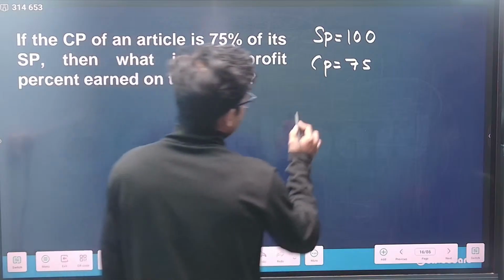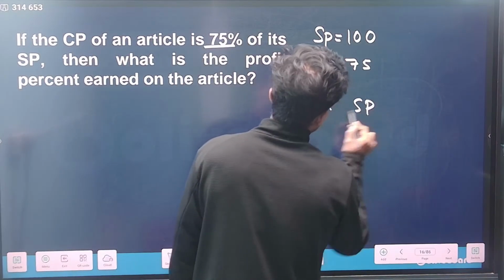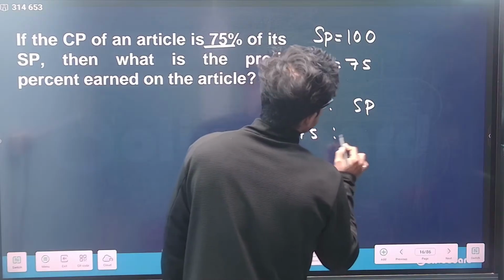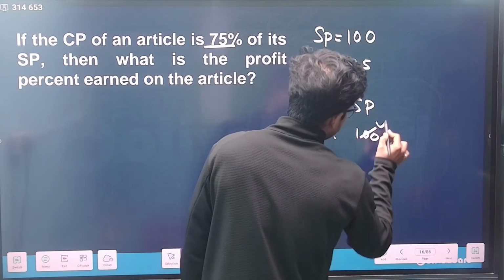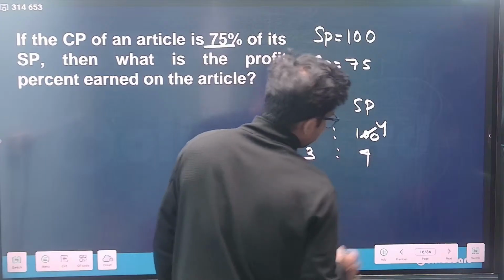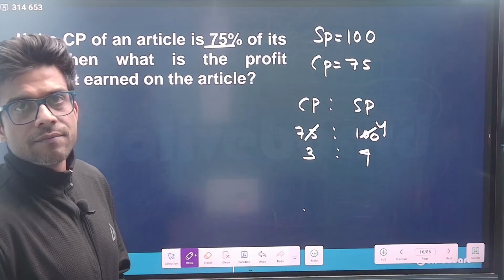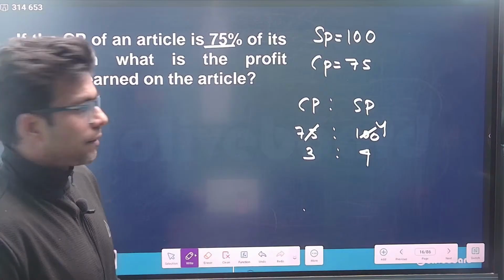So now see, the ratio of cost price to the selling price. Cost price is 75 and the selling price is 100. This goes by 4 times. This goes by 3 times. So the ratio is basically 3:4. Is it right? I hope this makes sense.